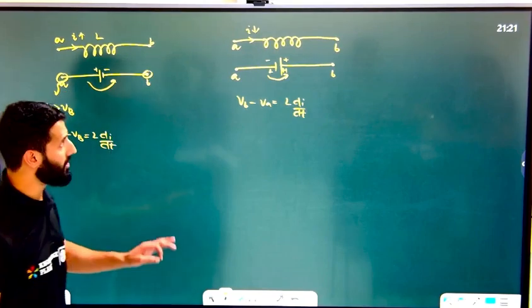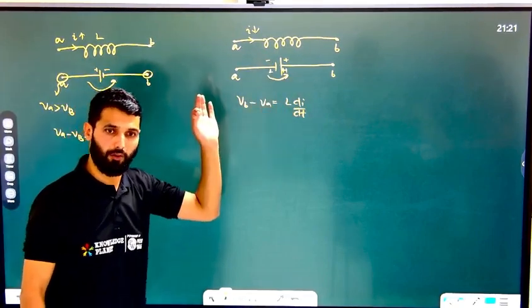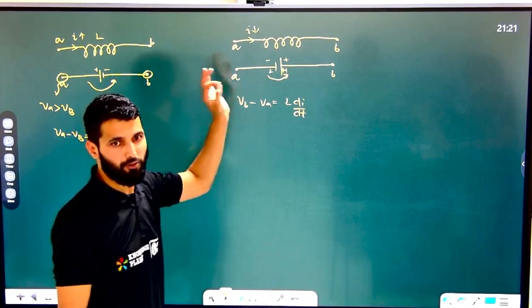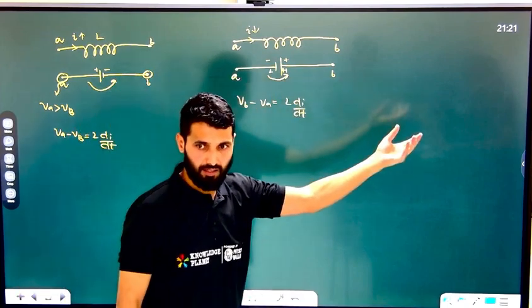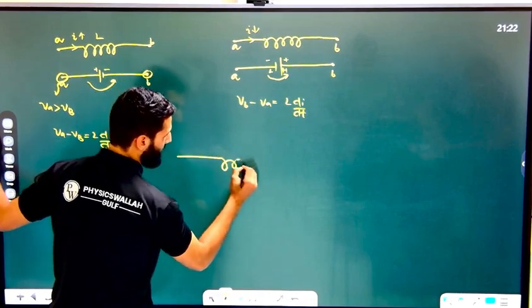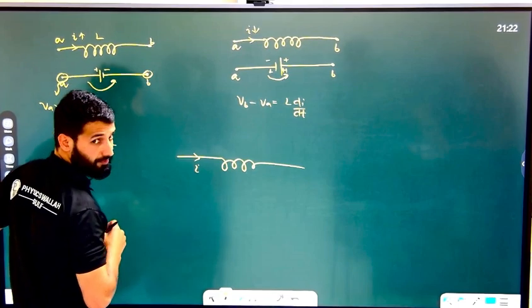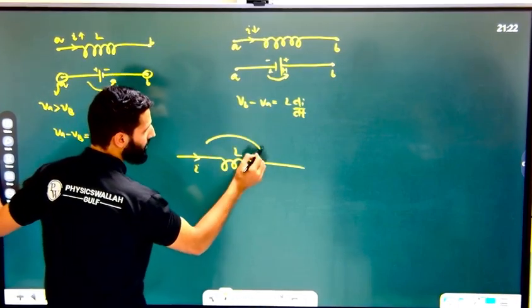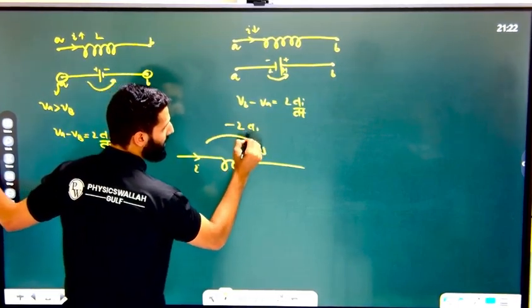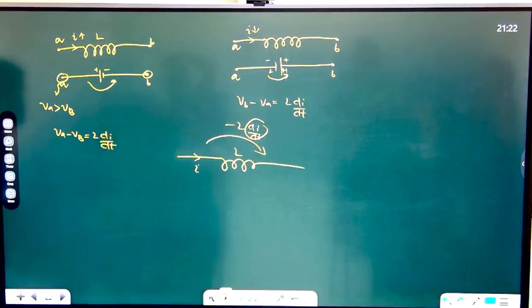But I showed you the trick. Don't think about whether it's a drop or whether it's a gain. Just directly, if you have an inductor and in this direction current is going, then it is minus L di by dt. According to the question, whether it's increasing or decreasing, it will show you. Is it clear? Once you go to the question, you will be able to understand.